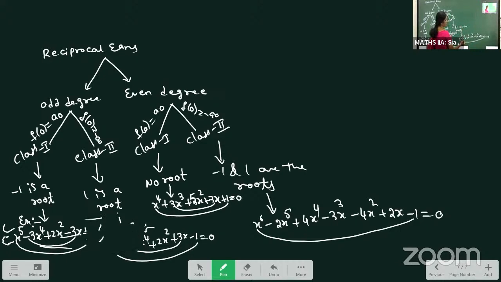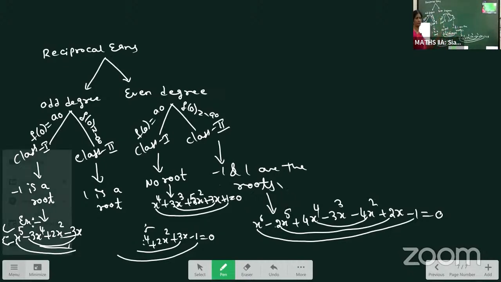Second highest power coefficient is minus 2 and x coefficient is plus 2, opposite sign again. Next, third highest power coefficient is plus 4 and x square coefficient is minus 4. So all are numerically equal but opposite sign. That is why we call it an even degree reciprocal equation of class 2. If it is such an equation, what are the roots? Minus 1 and 1 are the roots. So this is the main basic of the reciprocal equation. By keeping this in mind, we have to go for the question. This is also the most important question you can expect this time for 7 marks.